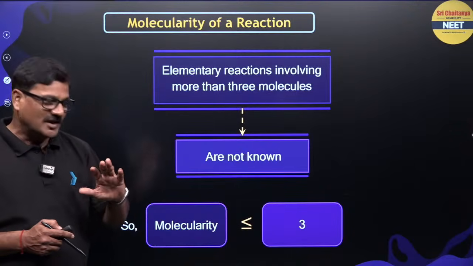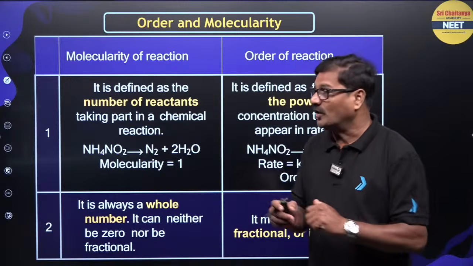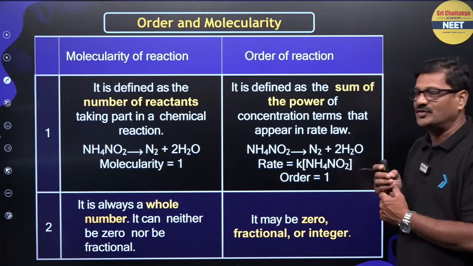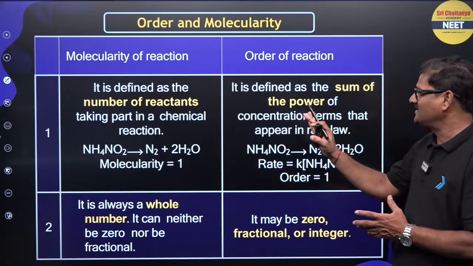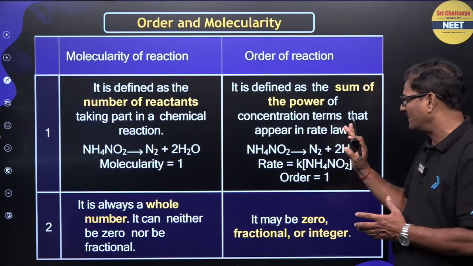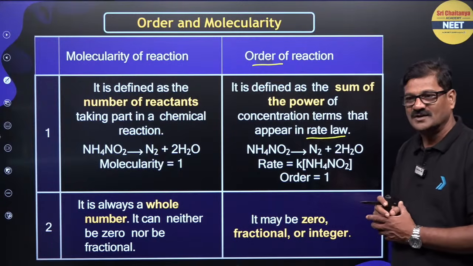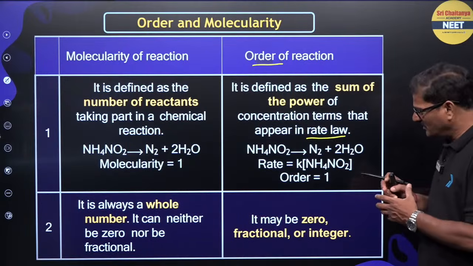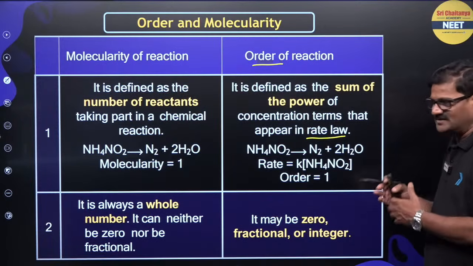Right? So let's see the difference between the order and the molecularity. Now confusion comes. We have already seen order, and molecularity is the new guest. Order is defined as the sum of the powers of the concentration terms that appear in the rate law. You find the order from the rate law. And it may be equal to 0, negative, fractional, integer, anything.